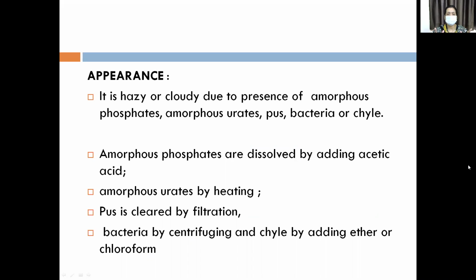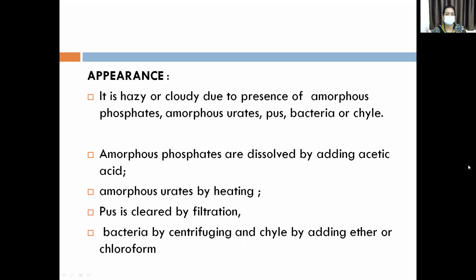Okay, and the other constituent is water, right? So usually the appearance, if it is hazy or cloudy and not clear, then you should think of all these things: amorphous phosphates, amorphous urates, pus, bacteria, or chyle. Chyle, you will find, is mostly white. Then in bacteria, how do you know that it is bacteria? You centrifuge it. Centrifuge means you put it in a chamber; there is a centrifuge machine for that. You need not do it with your hand.